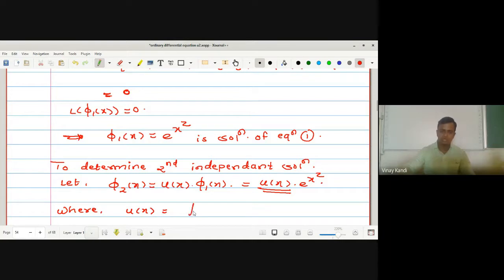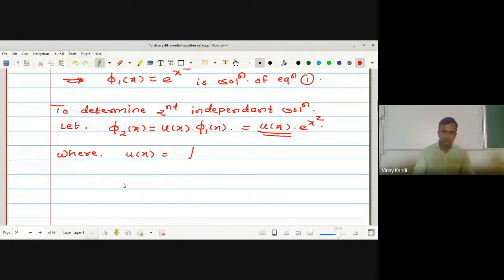u of x is the integration of 1 upon phi 1 of x, whole bracket square, into exponential of the bracket minus integration of a1 of x into dx, bracket dx.